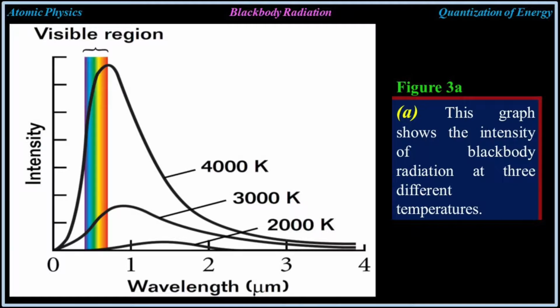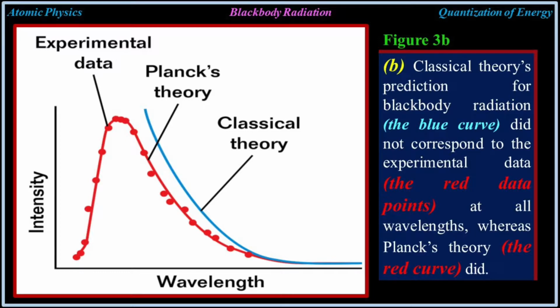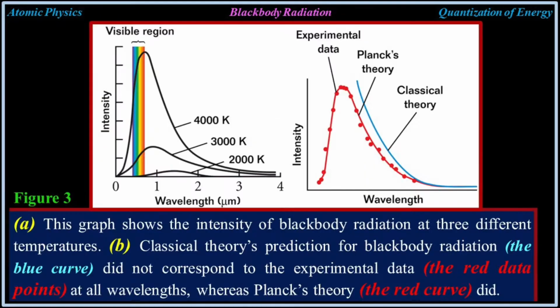Figure 3a: this graph shows the intensity of black body radiation at 3 different temperatures. Figure 3b: classical theory's prediction for black body radiation, the blue curve, did not correspond to the experimental data, the red data points, at all wavelengths, whereas Planck's theory, the red curve, did. Here is 3a and 3b together. Study the graphs, they will come in useful.